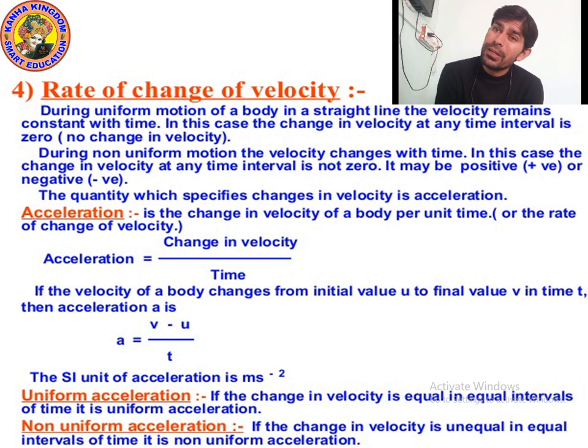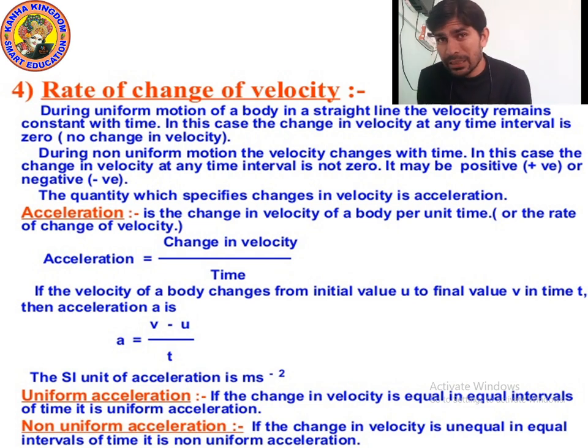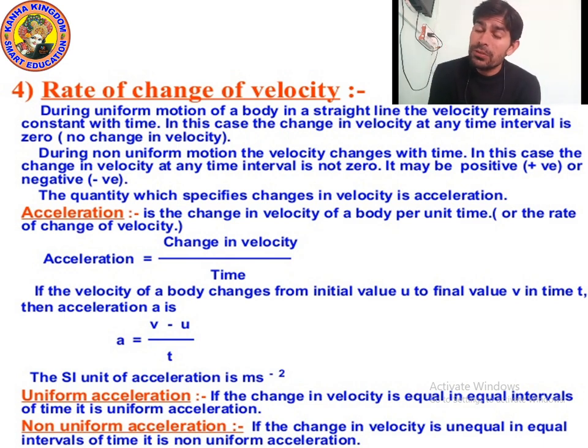If equal changes in velocity occur in equal intervals of time, it is known as uniform acceleration. And what is non-uniform acceleration? If the change in velocity is unequal in equal intervals of time, it is known as non-uniform acceleration.